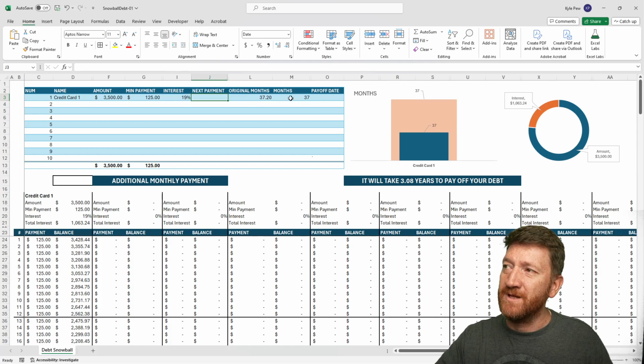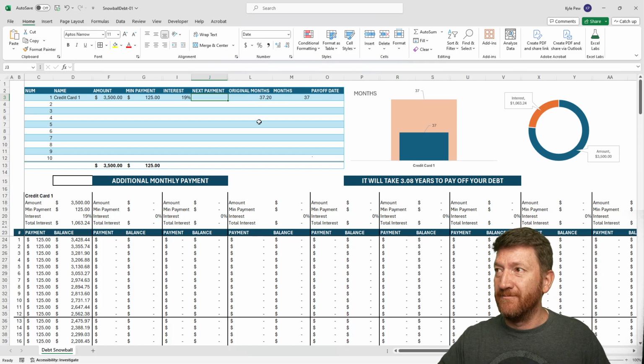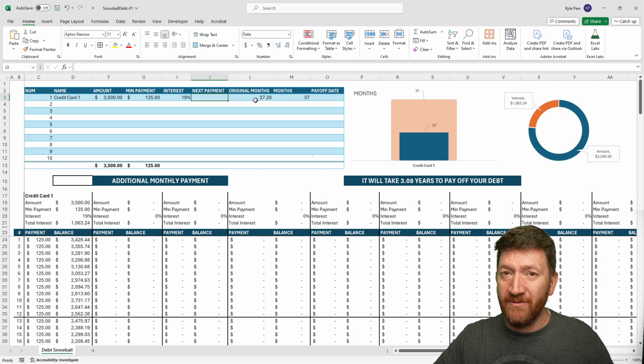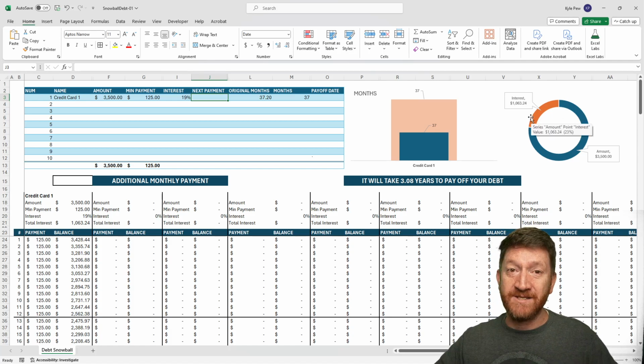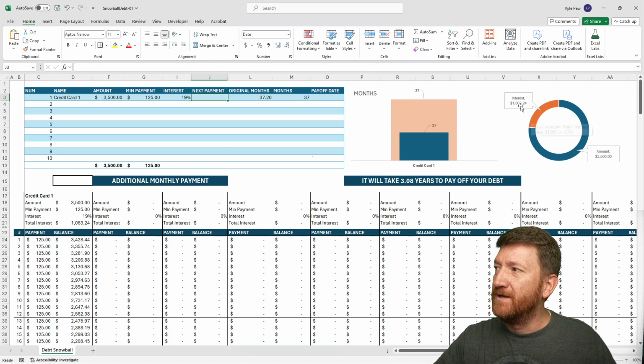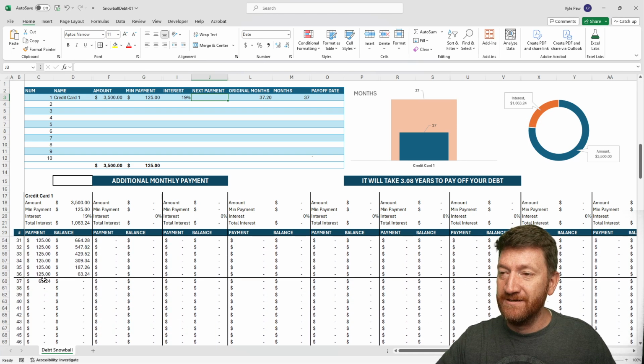We've got a difference between these two columns here and some rounding. And roughly 37 months. And we can see our total interest on that one credit card, over the lifetime of paying that off, is $1,063.24. And it's taking us roughly 37 months to pay off.